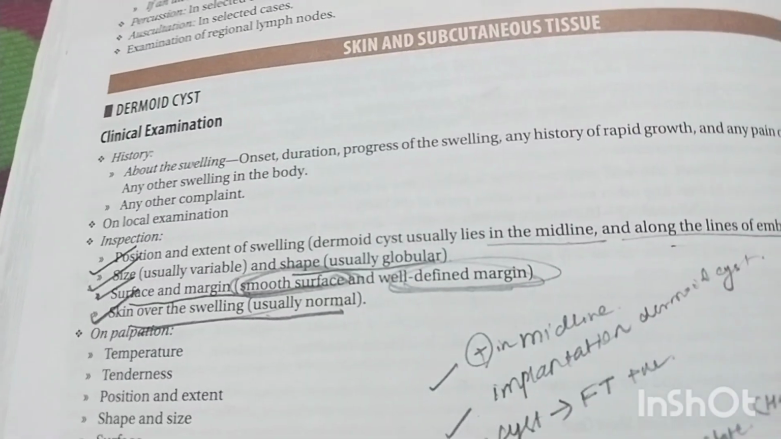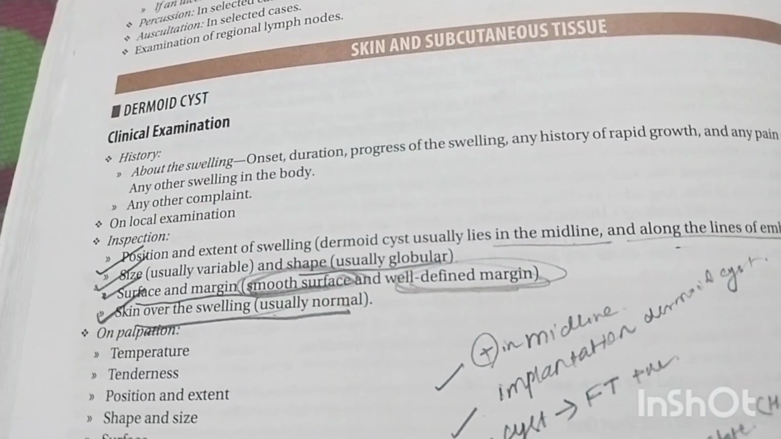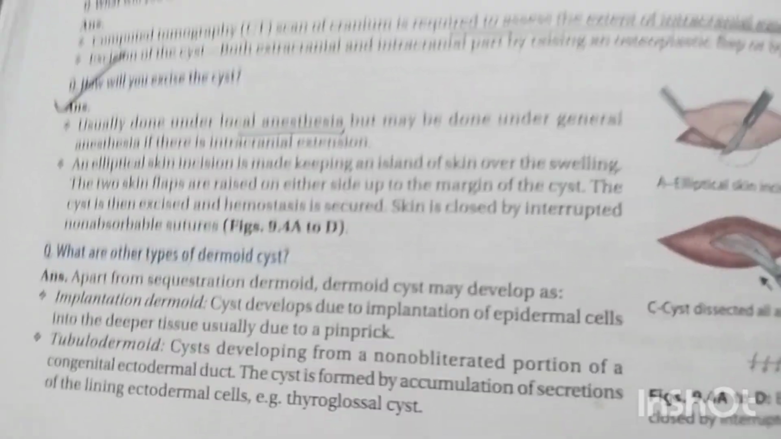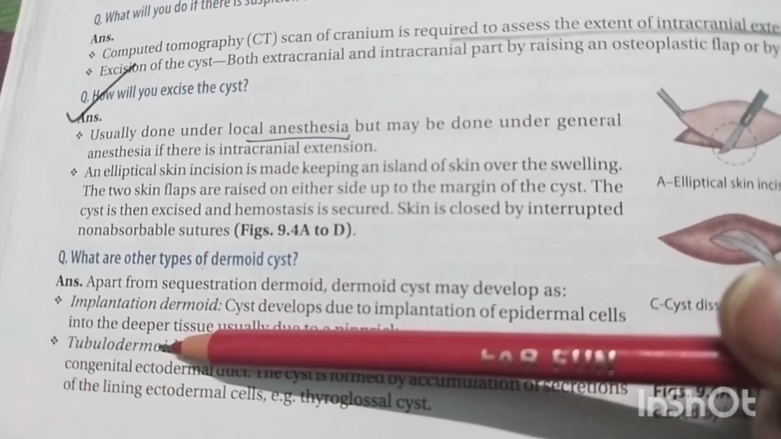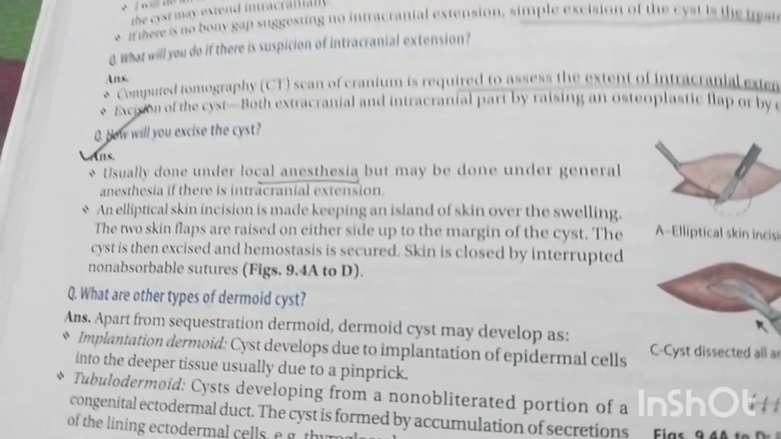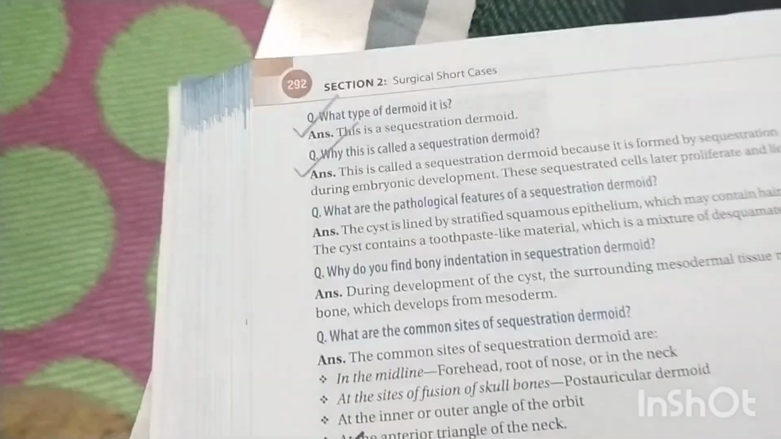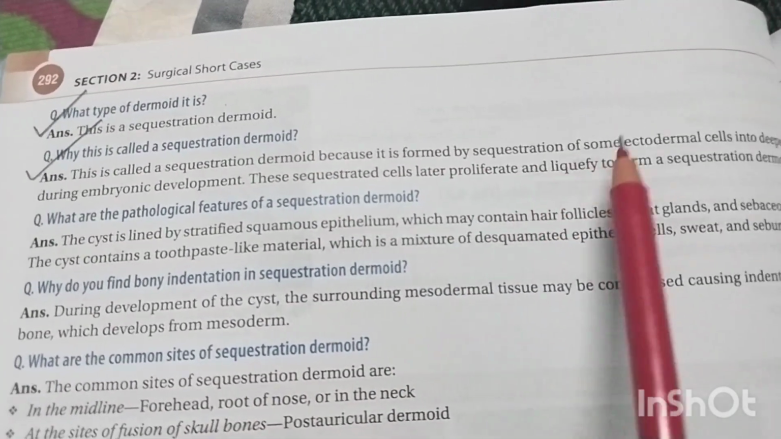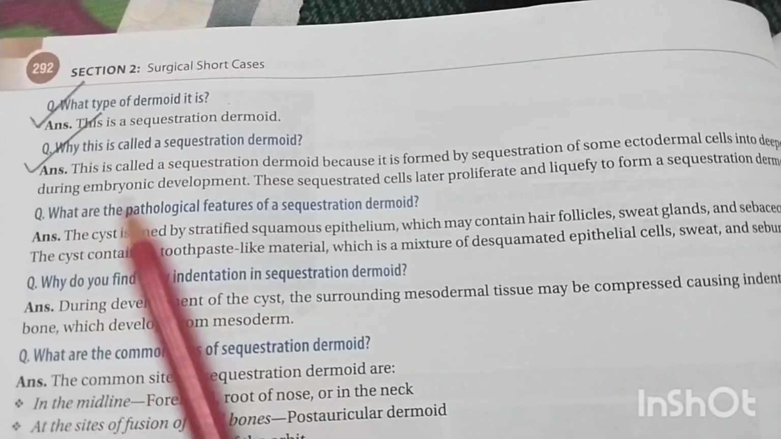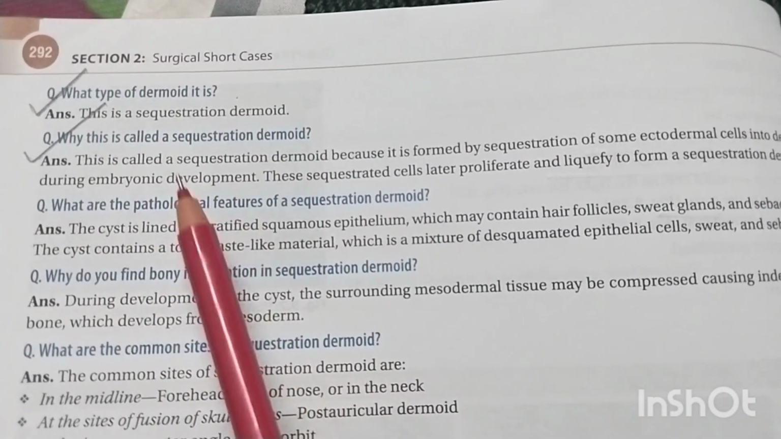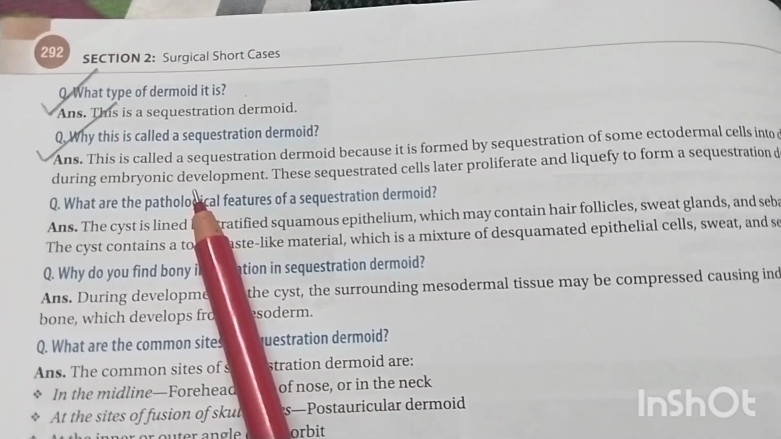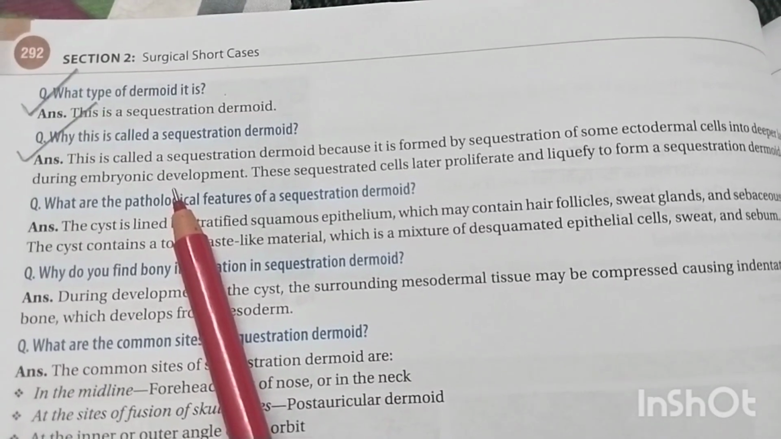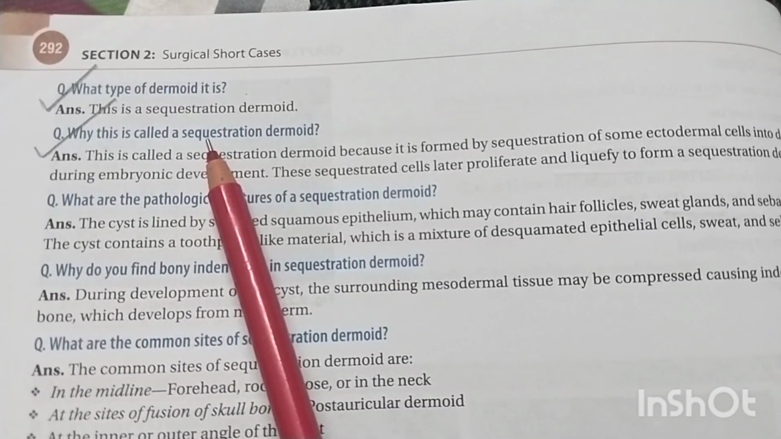ठीक है. अब second question is कि dermoid cyst कितने types के होते हैं? So you basically have 4 types of dermoid cyst: sequestration dermoid, implantation dermoid, tubulodermoid और teratomatous dermoid. तो sequestration dermoid क्या होता है? Sequestration dermoid is a dermoid that is formed by the sequestration of some ectodermal cells into the deeper tissues during embryonic development. Embryonic development के समय, if some ectodermal cells sequestrate into the deeper layers, it is called as sequestration dermoid.